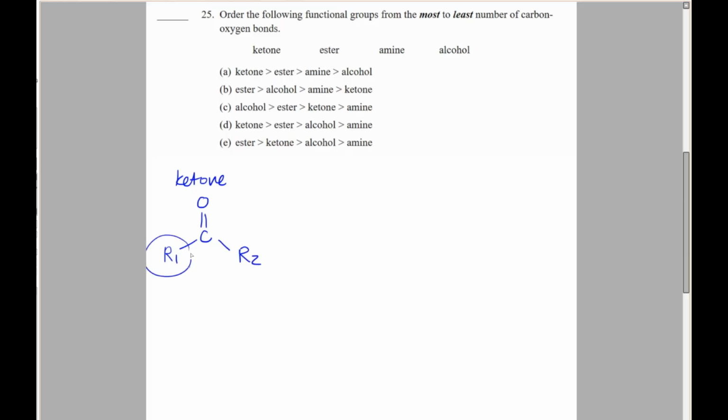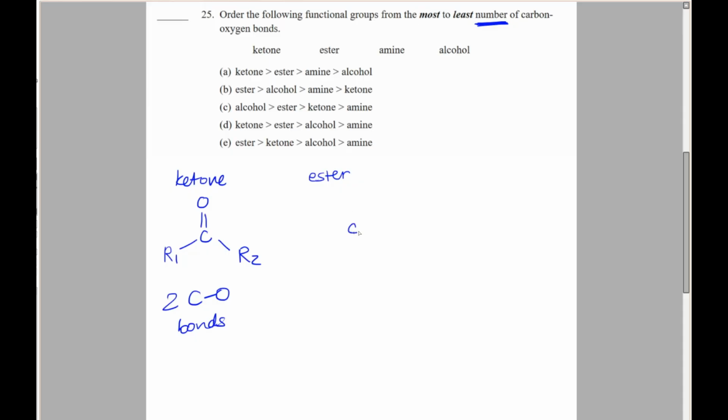So these can be anything. Most of the time, you'll just see them as carbon and hydrogens and stuff like that in a longer carbon chain. But this is what a ketone looks like. So it just has this one CO double bond. But since we're just looking for the number of carbon-oxygen bonds and not specifically pi bonds or sigma bonds, we can count this double bond as two CO bonds. Our next functional group is esters, and esters are kind of like ethers and ketones combined.